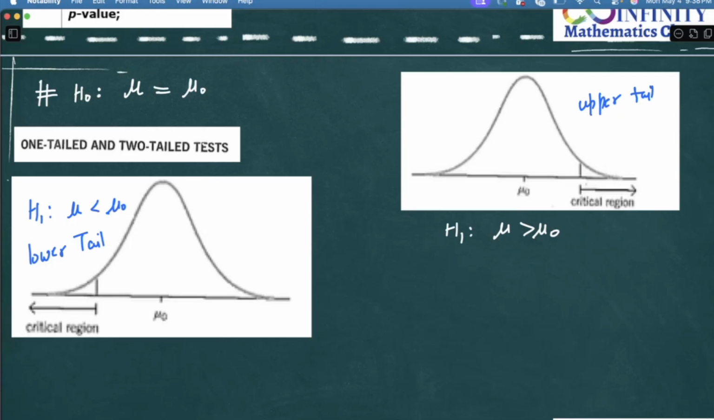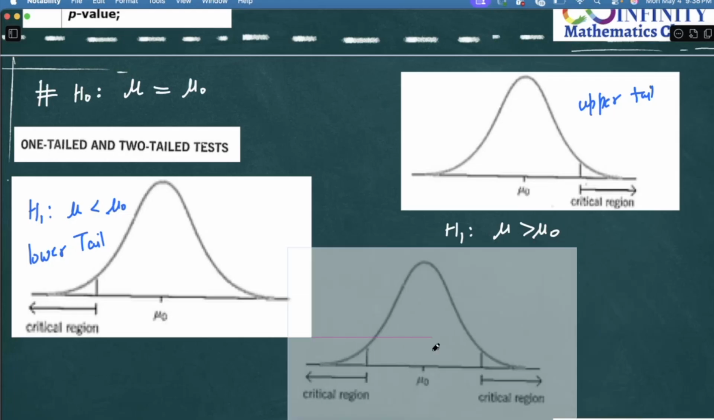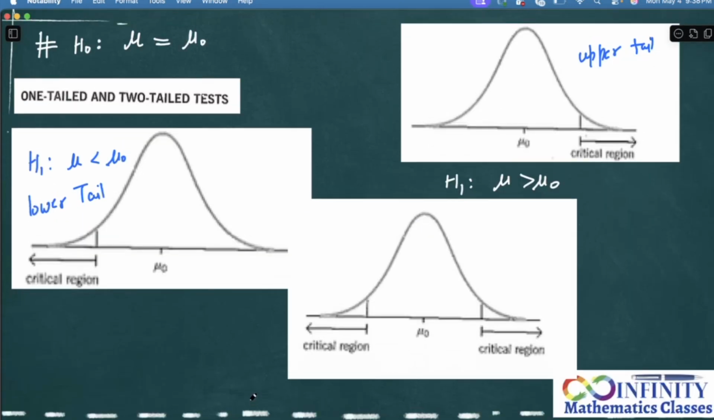And there will be a situation where the critical region is on both sides. When the critical region is on both sides, this is called two-tailed. In this situation, the alternative hypothesis is going to be mu is not equal to mu naught. So you need to identify whether mu is bigger than, less than, or not equal to.